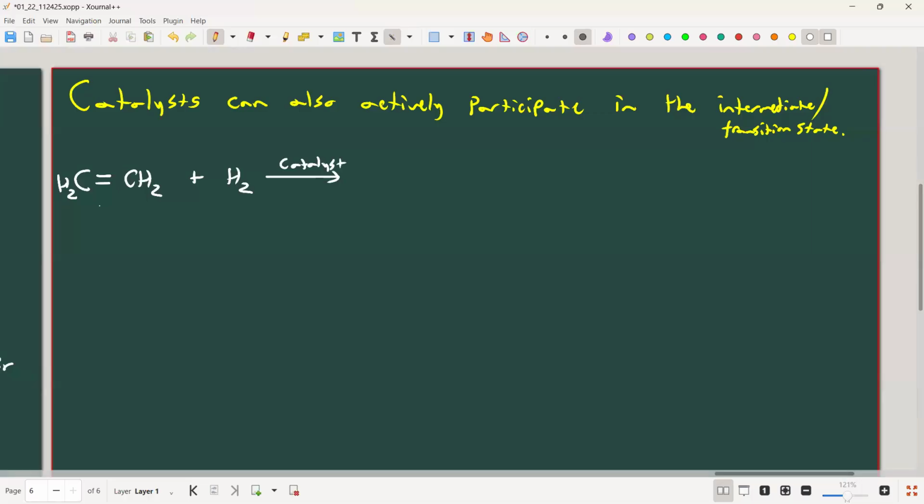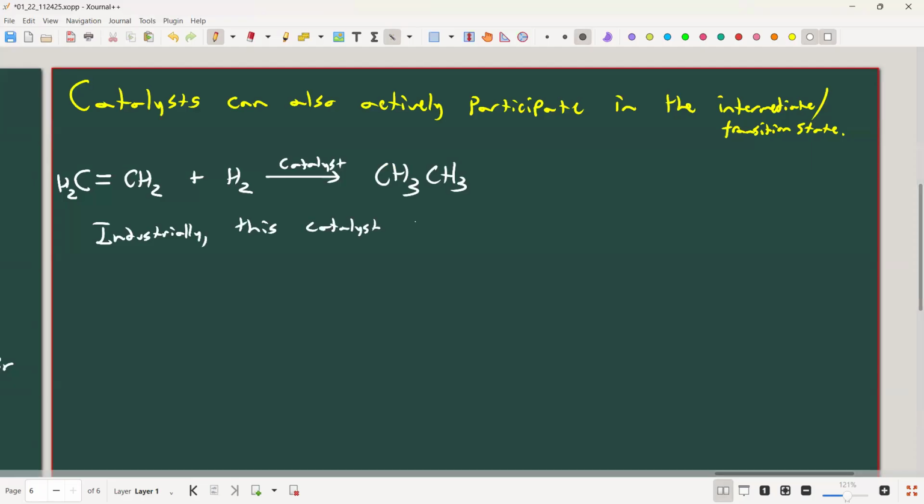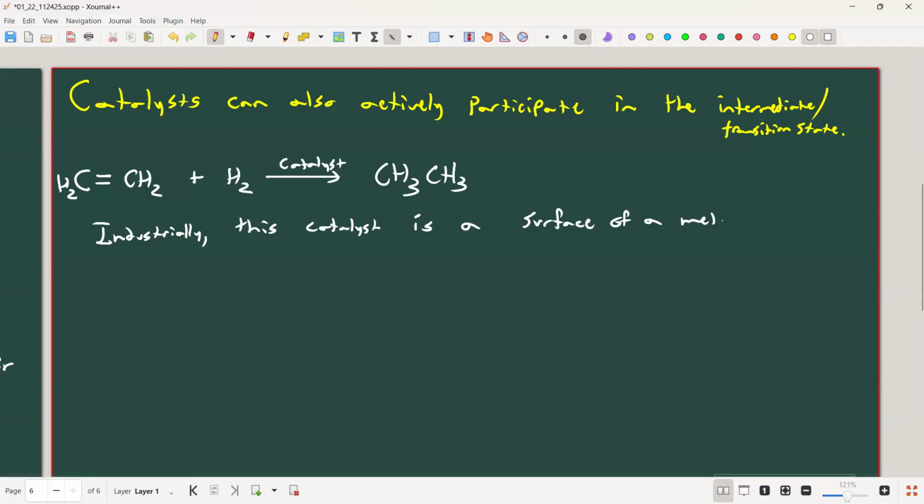This is ethylene with H2 to form ethane. This reaction is done at massive scales. Ethylene is used for all sorts of things, but this is a classic example. And this requires a catalyst. So typically this catalyst industrially is a surface of a metal such as platinum or iridium, which are really common examples.